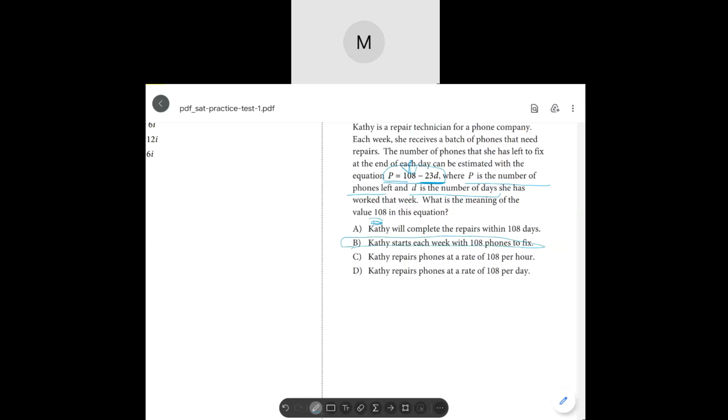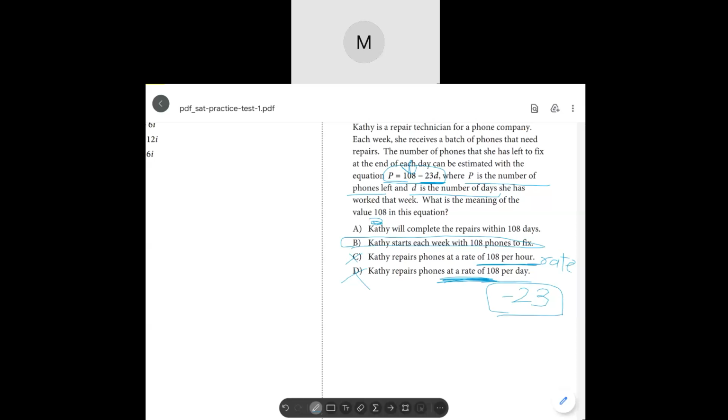Again, if you look at the other options, I'm going to check option C, 108 per hour. Per hour means it's talking about a rate. And we talked about this in our previous lecture that rate is related directly to the slope, which in this case is negative 23. So this is definitely not my answer. If I look at part D, again, there is the word a rate of 108 per day. So that's the slope. We're not talking about the slope right now. The slope is negative 23, which is why I would cross this option out as well.